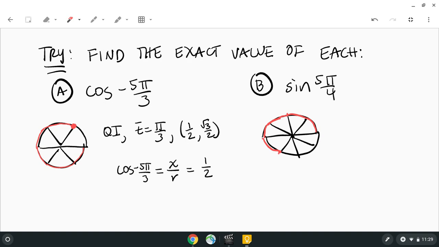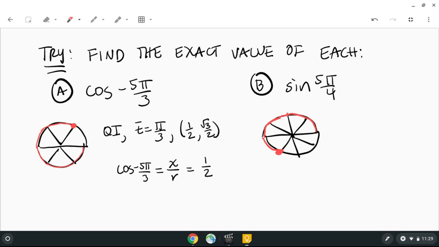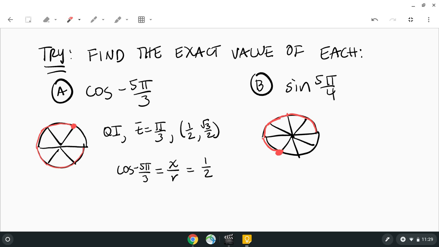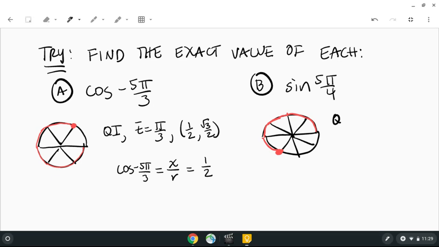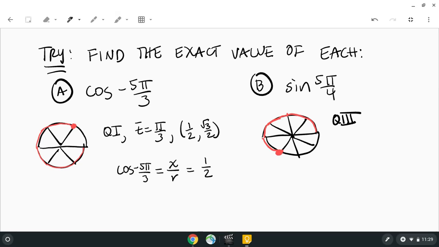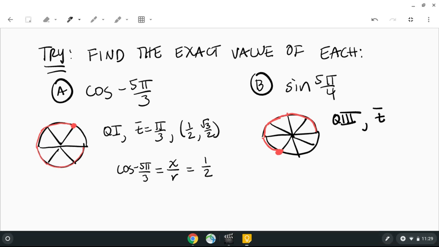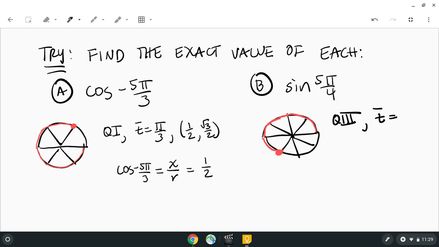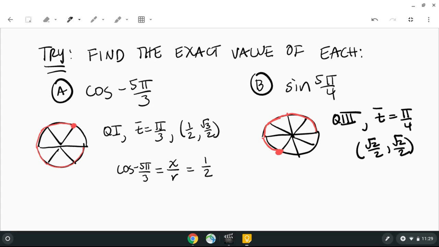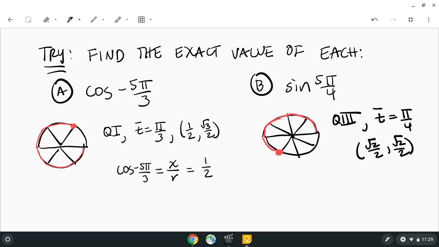Okay, so my point is right here. Okay, my point is right there. So I am in quadrant 3. And my reference number is 1/4 pi, which is associated with square root 2 over 2, square root 2 over 2. But I'm in quadrant 3, so that is going to be negative on the x and the y.